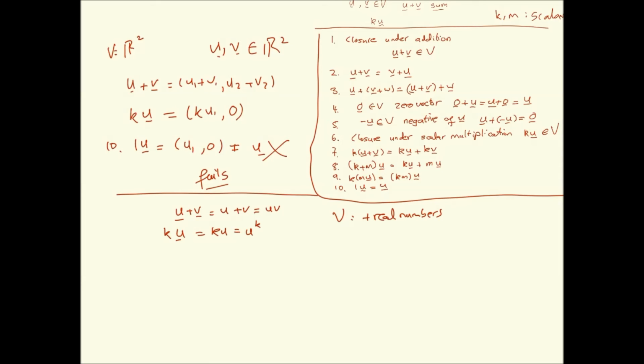When we add, u plus v is the same as v plus u, because the product is the same. u times v is the same as v times u. So it is closed under addition, the second axiom is fine, and the third axiom is fine. What about the zero vector? Well, first I have to define it actually.